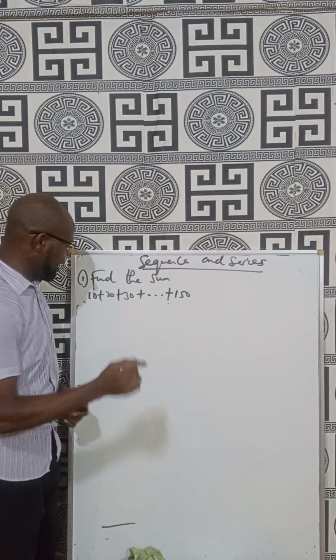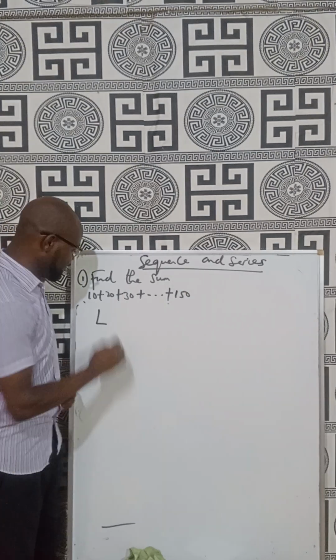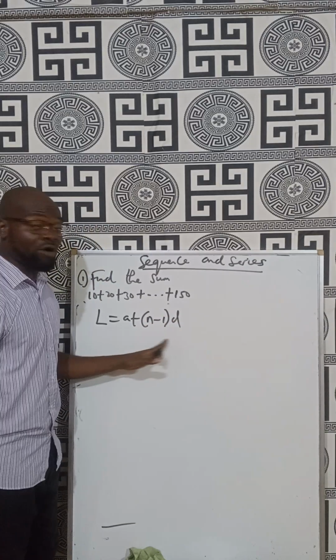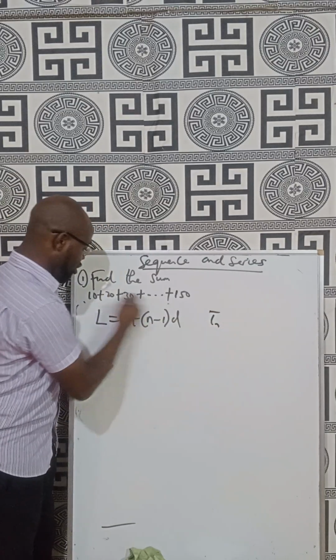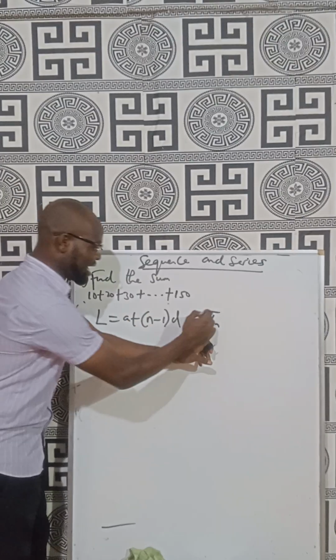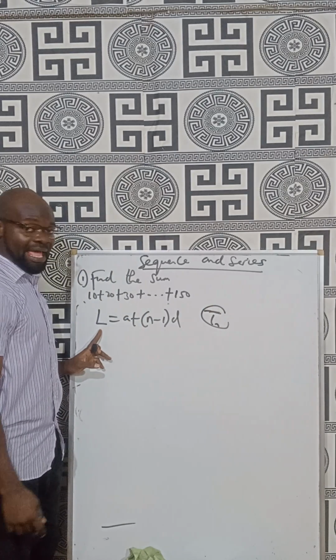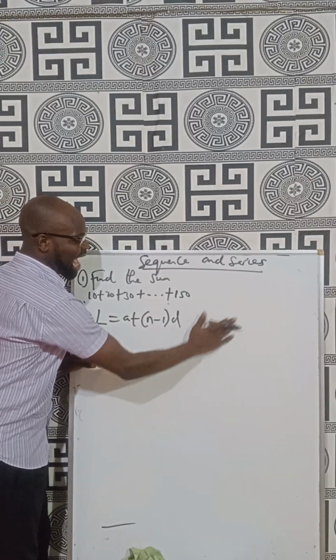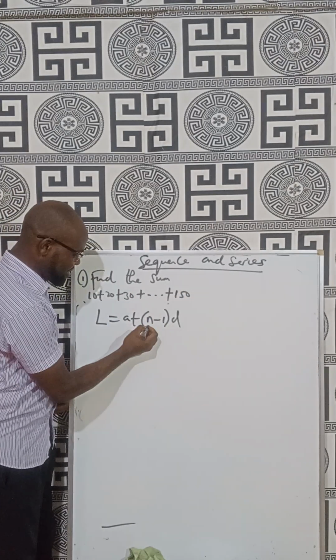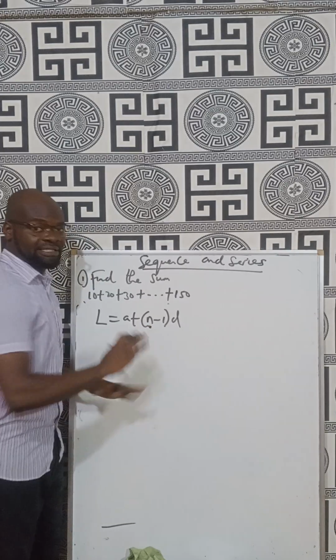So we are going to apply the formula: last term, L, equals A plus (n minus 1)d. This is the formula for calculating the nth term of an AP, arithmetic progression. That nth term is the same thing as the last term L. What I want to do here is get the number of terms. How many numbers are here? That's n. Once you have gotten your n, the rest is simple.